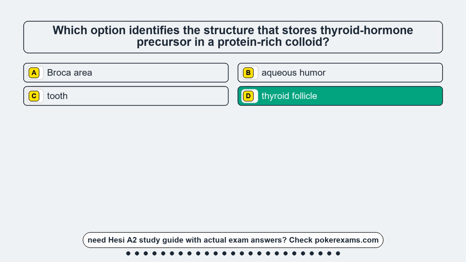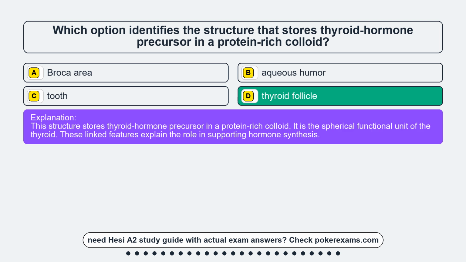The correct answer is option D, thyroid follicle. This structure stores thyroid-hormone precursor in a protein-rich colloid. It is the spherical functional unit of the thyroid. These linked features explain the role in supporting hormone synthesis.